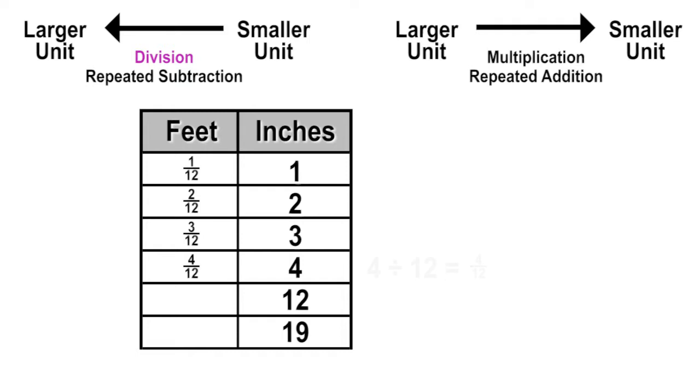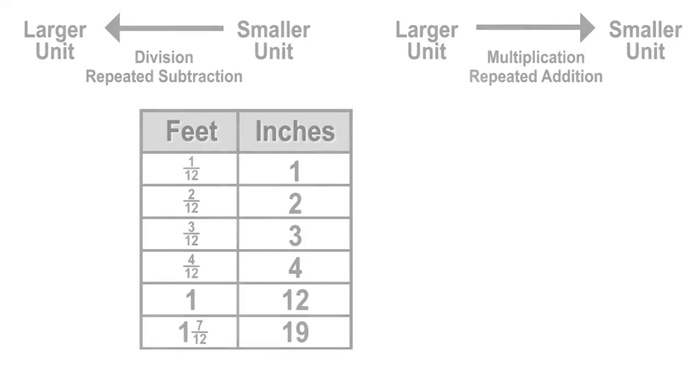How about 12 inches and 19 inches? 12 inches divided by 12 equals 1, so 12 inches equals 1 foot. 19 inches divided by 12 equals 1 and 7 left over, so 19 inches equals 1 and 7/12 feet. Using a table and the generalizations about converting measures can be very helpful in many day-to-day tasks.